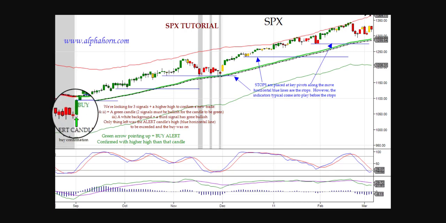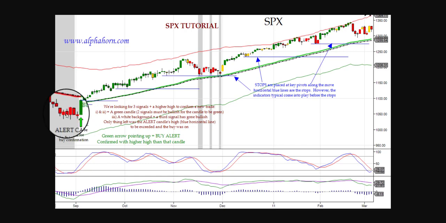What we're looking for, we require three indicators to be on the same side for us to take the trade. So we do have three indicators that have turned bullish. So what the subscriber would see that night, obviously you wouldn't see anything to the right of this candle.